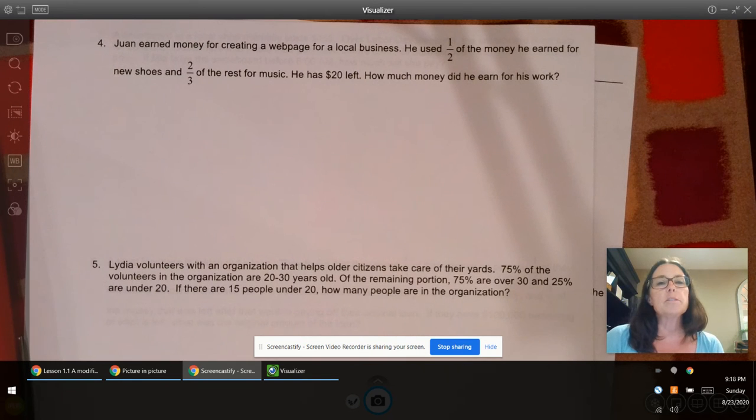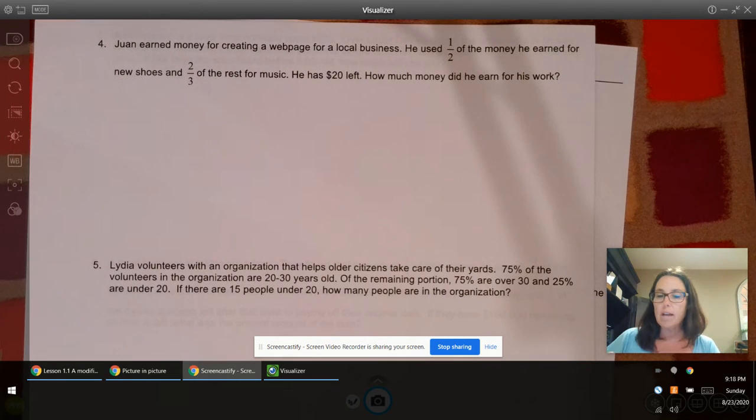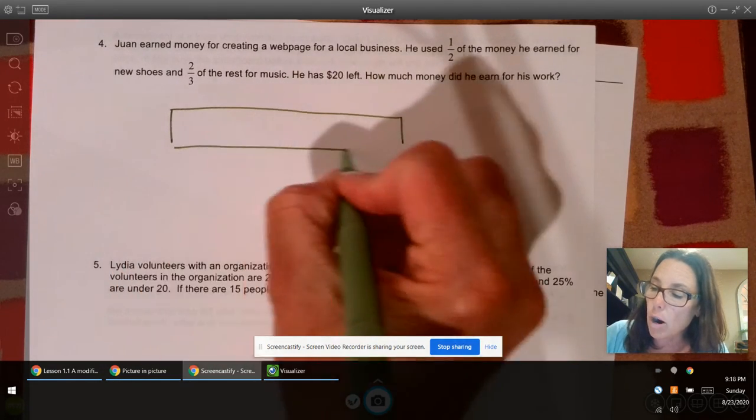I believe this is probably the first one that's pretty difficult just to compute in your brain and get an answer. So let's go ahead, let's build our bar model. I'm going to label this thing up. I'm not given a percent. All I see here is 20 bucks left, half the money, 2/3 of the rest. So I just have to start with a big old bar.